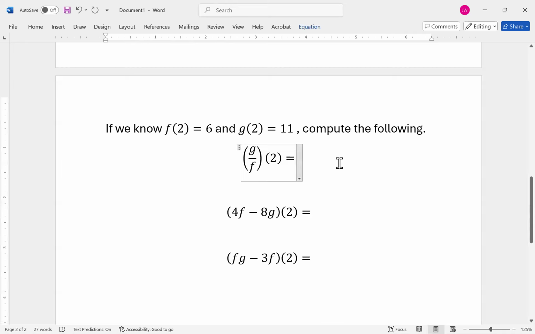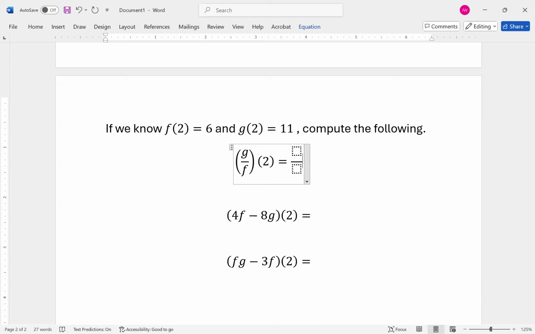So I'm going to go ahead and do that in the same way we did earlier. G divided by F. In this case, we do 11 divided by 6. If you want to rewrite that, that's 1 and 5 over 6. Or if you wanted to use a decimal, you'd have to round a decimal or write that repeating. It's 1.83333 with the 3 repeating. Now for f minus 8g of 2 is exactly what it sounds like.